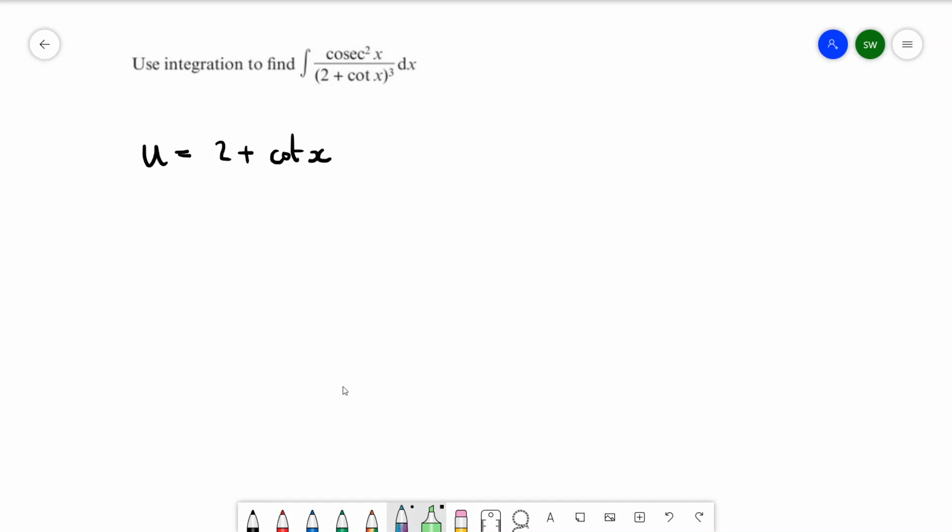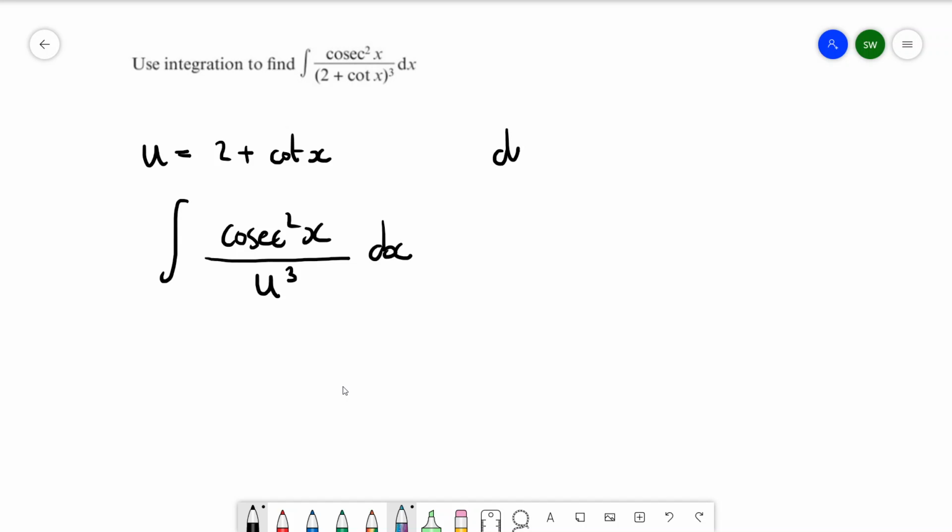And I've let u be the whole of this thing inside the bracket, because that's going to make sure that I've got a really simple denominator, which is u cubed. And remember, 2 isn't going to affect my derivative, so I might as well let u be the whole of 2 plus cot x. So our integral is going to become cosec squared x. I'm going to leave that as it is, and on the bottom I'm going to have u cubed dx.